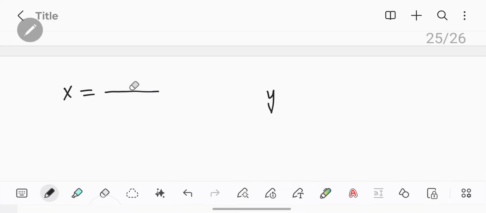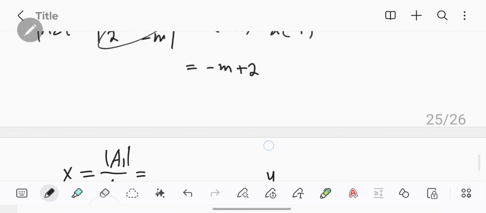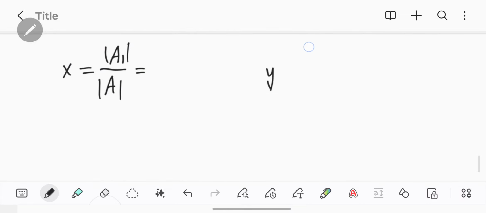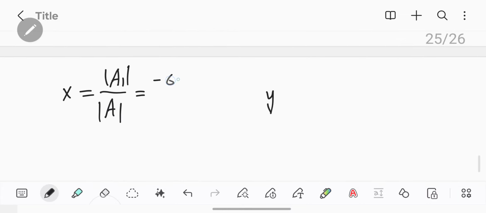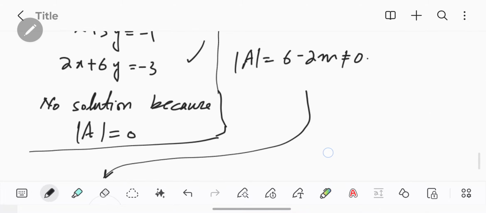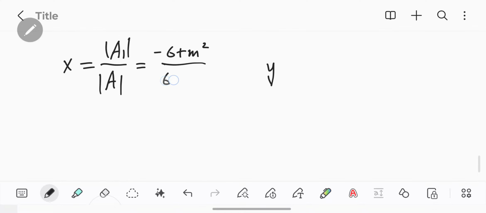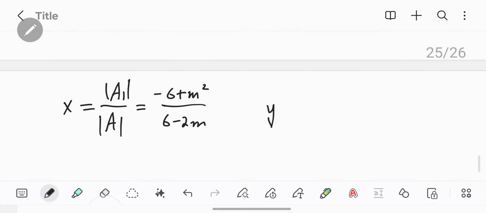The value of x is the determinant of A1 over the determinant of A. What's the determinant of A1? It is minus 6 plus m square. So I will put here minus 6 plus m square, over the determinant of A, which is 6 minus 2m. So I will write here 6 minus 2m.